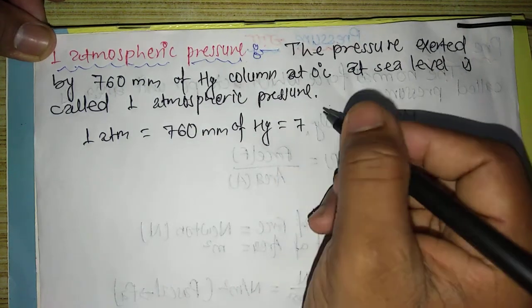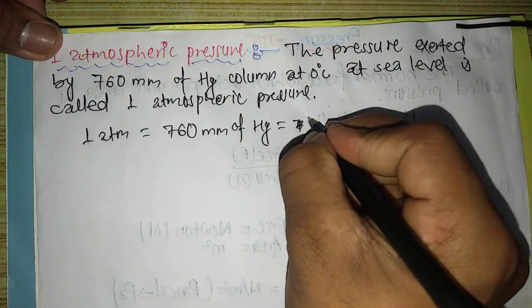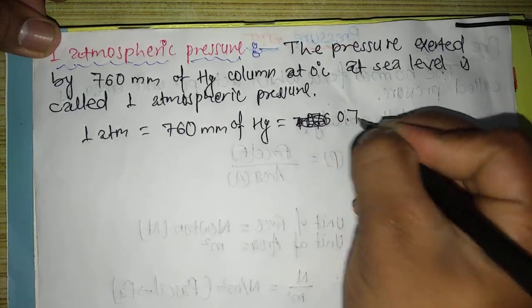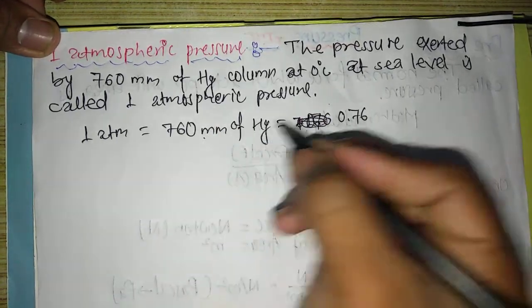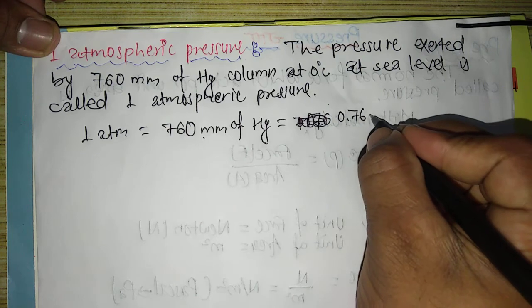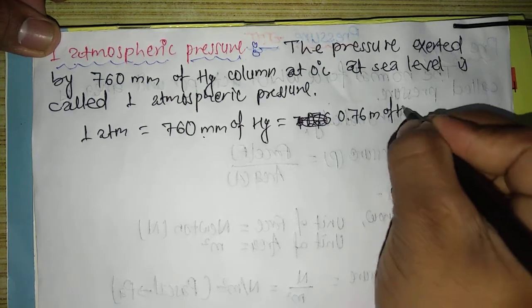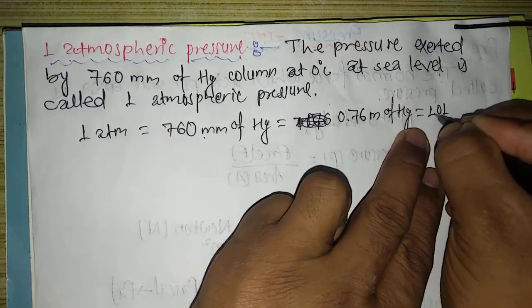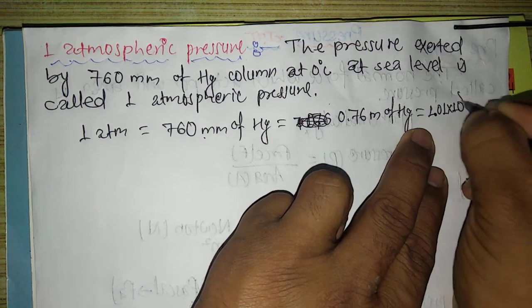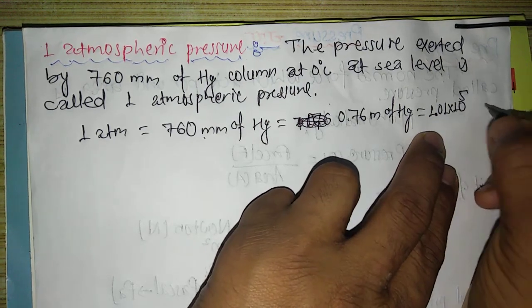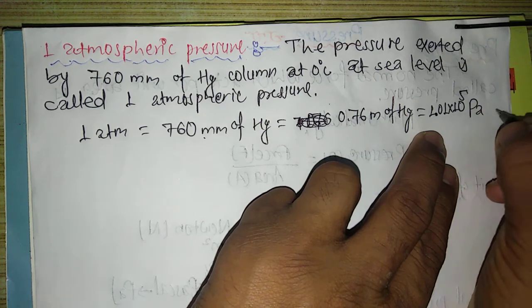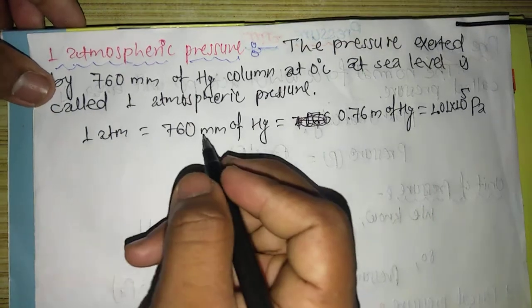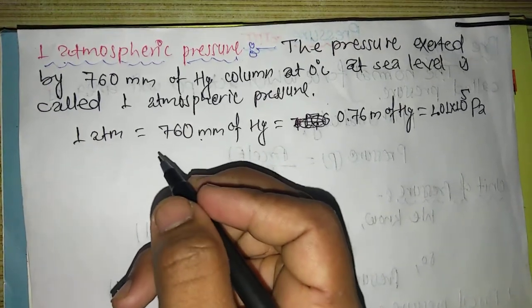Or if you convert millimeter into meter, then 0.76 meter of Hg, or simply 1.01 into 10 to the power 5 Pascal, Pa, or Newton per meter square. This is 1 atmospheric pressure.